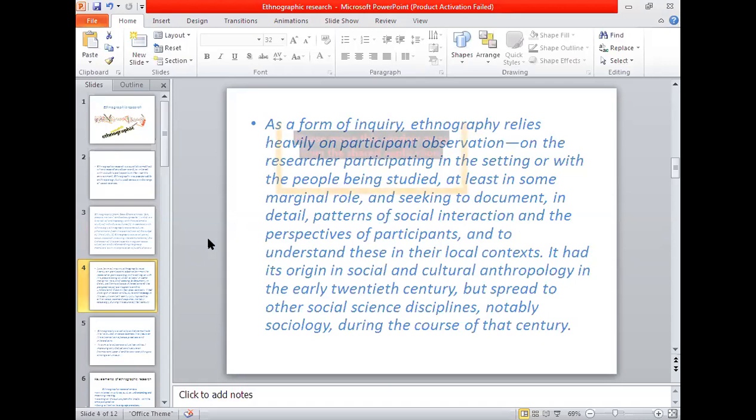This is a form of inquiry where the researcher is a participant observer. He participates in that situation and observes the behavior of the people within that situation, and at least in some marginal role, means he does not play any major role. What he does is document in detail patterns of social interactions and the perspectives of the participants, and understand these in their local context.